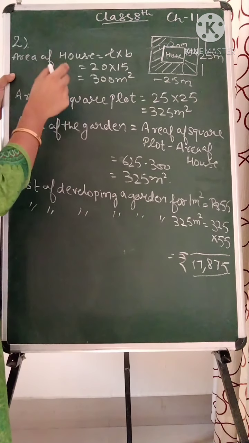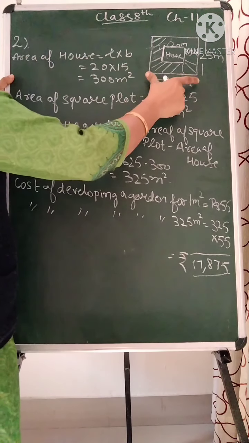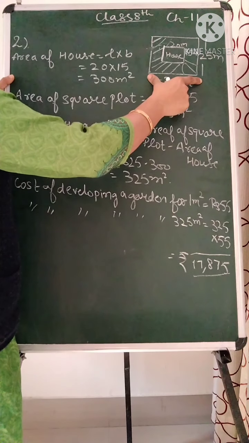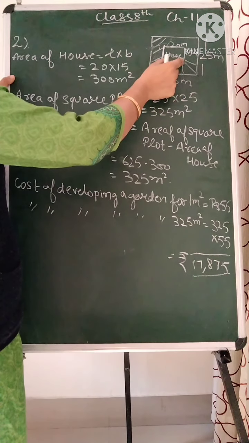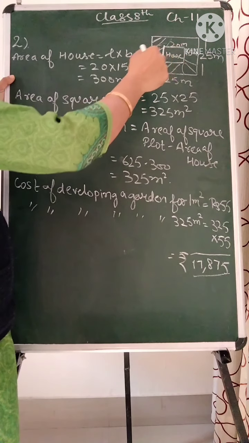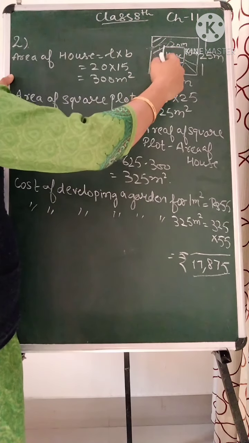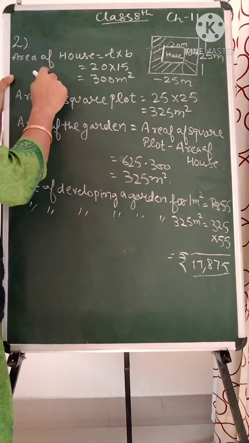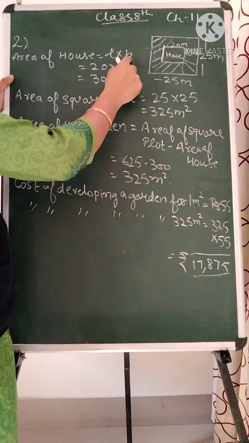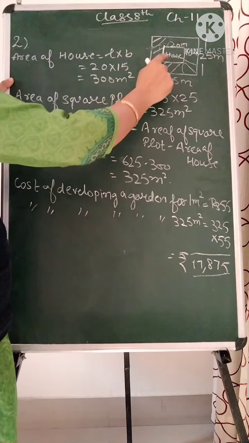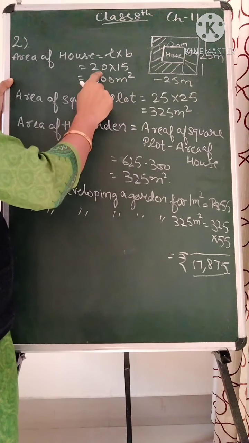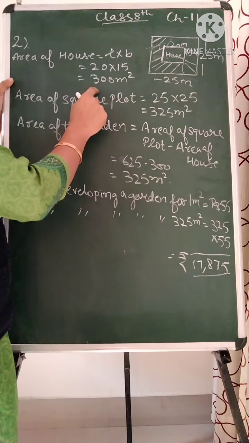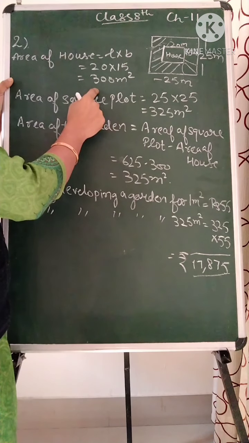So what we will do, we will first find the area of the square. After that we will find the area of the house, then subtract it, and you will get the area of the garden. Area of a house is L into B. Why is it L into B? Because it is in the shape of a rectangle. 20 multiplied by 15 is equal to 300 meter square.